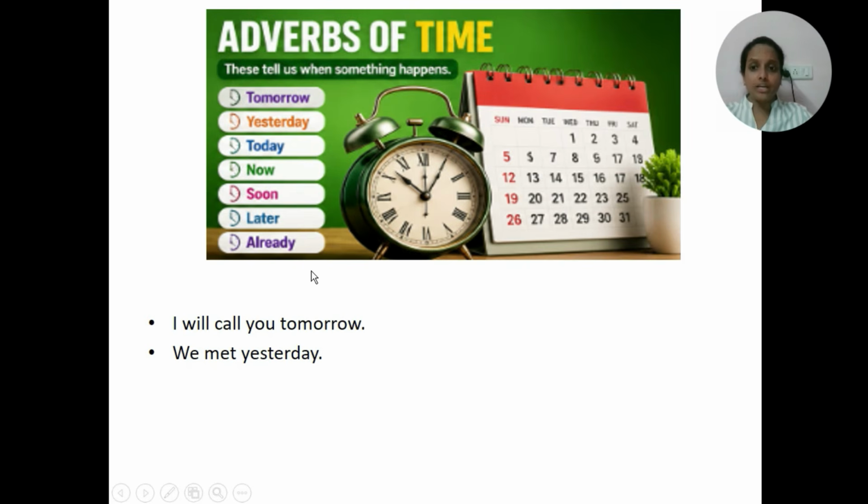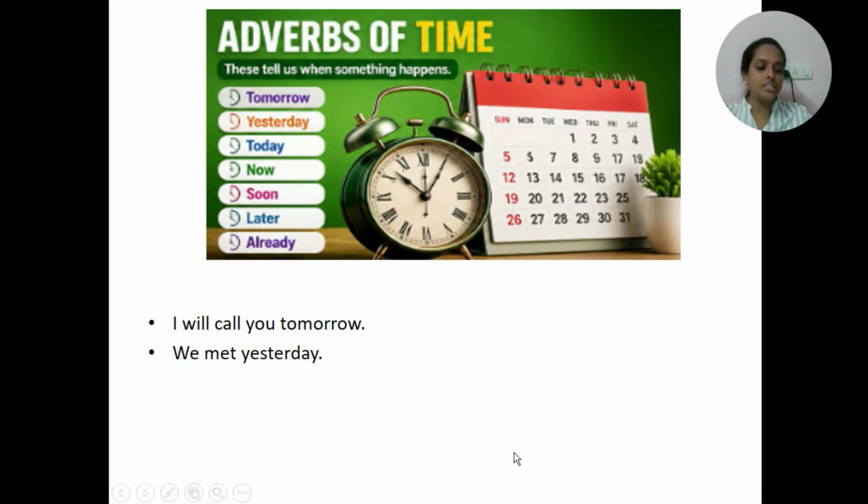Now the next one is adverbs of time. These tell us when something happens. Examples, I'll call you tomorrow. When will I call? Tomorrow, right? So therefore tomorrow is an adverb of time. And if you see the second example, we met yesterday. So when did we meet? Yesterday. Here again, yesterday is the adverb. And words like today, now, soon, later, already, all these are examples of adverbs of time.